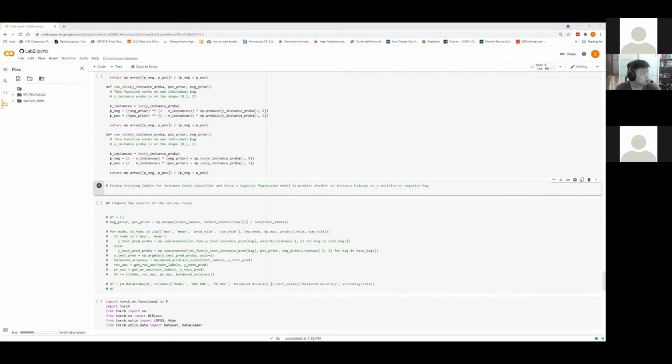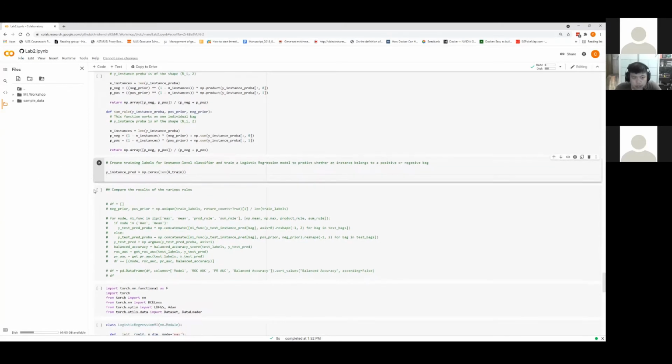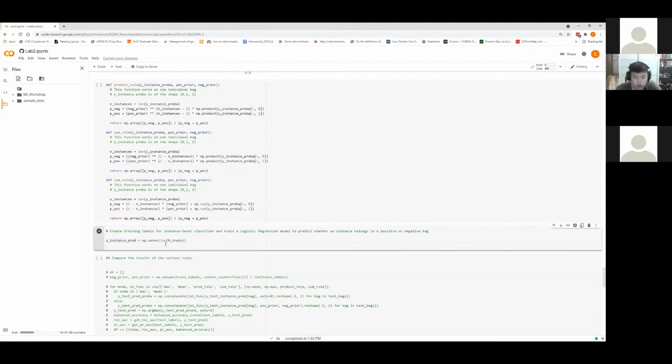Remember that our instances are given by X train, and we only have labels on the bag level. So what we can do here is create a Y instance train. We just set it to be zeros, to the length of X train. We want to train the probability that a given instance belongs to positive or negative bags, and to do that we need data that basically says that this instance belongs to a positive bag or a negative bag.